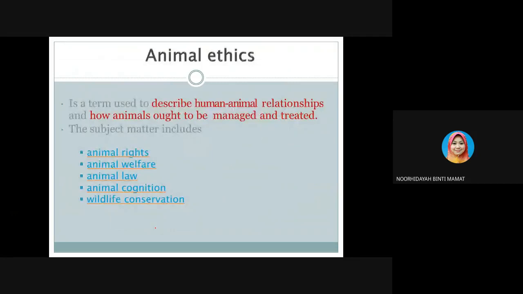Animal ethics is a term used to describe human-animal relationships, and how animals ought to be managed and treated. So this is animal ethics, where we describe the human-animal relationships. The subject matter includes animal rights, animal welfare, and animal law.